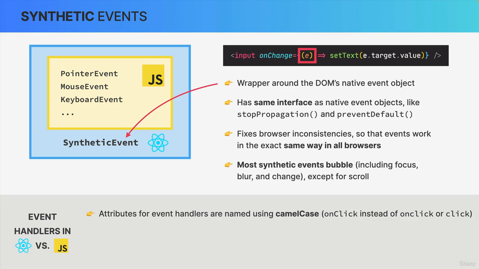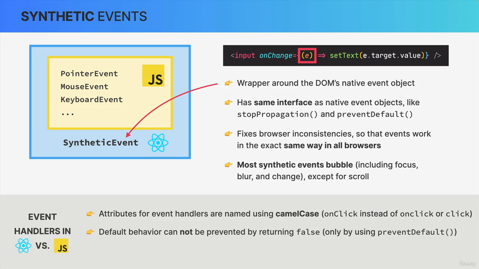Now, in vanilla JavaScript, whenever we want to stop the default behavior of the browser in response to an event, we can return false from the event handler function. And the big example of that is the browser automatically reloading the page when we submit a form. However, if we would attempt to return false in a React event handler, that would simply not work. So in React, the only way to prevent the browser's default behavior is to call prevent default on the synthetic event object.